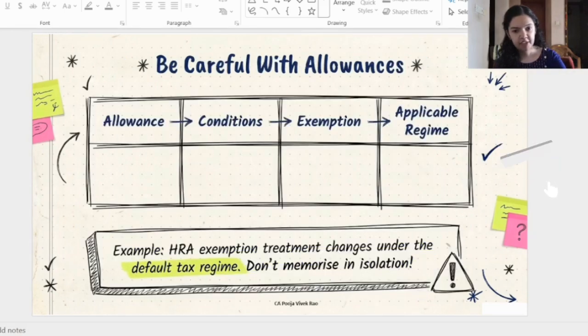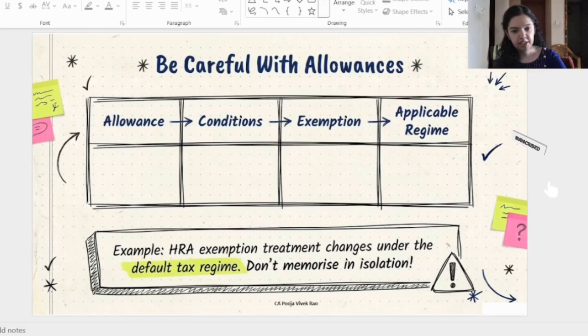Another major area where students make mistakes is allowances. There are several allowances under salary, and their treatment can differ depending upon the applicable tax regime. For example, it was noticed that students often remember the exemption available for house rent allowance, but forget that its treatment changes under the default tax regime. Similarly, certain allowances that may be relevant under the optional tax regime are not available in the same manner under the default regime. Therefore, don't just memorize individual allowances.